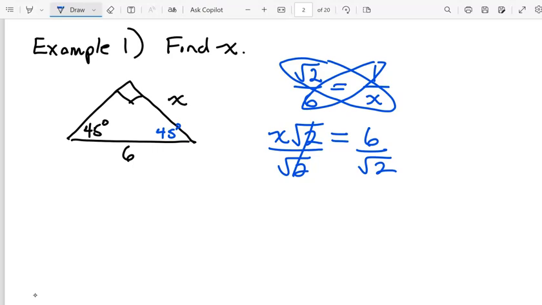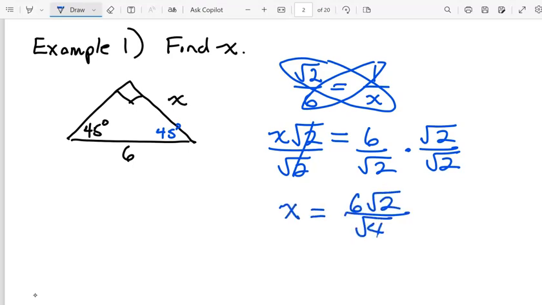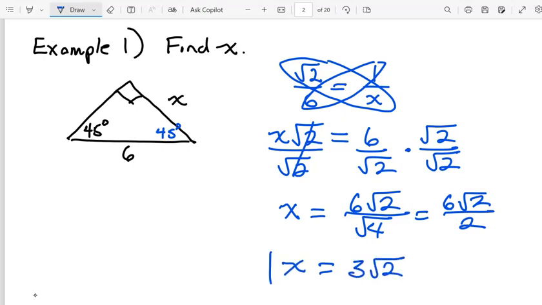But as you remember, we can't give a simplified answer with a radical in the denominator. So we're going to rationalize this by multiplying by square root of 2 over square root of 2, and we'll get x is equal to 6 times the square root of 2 over the square root of 4, which is 6 times the square root of 2 over 2. And 6 divided by 2 is 3, so our final simplified answer here is x is equal to 3 times the square root of 2.